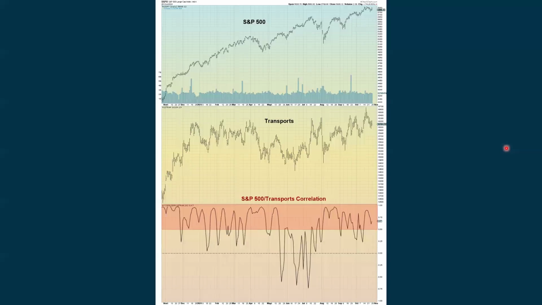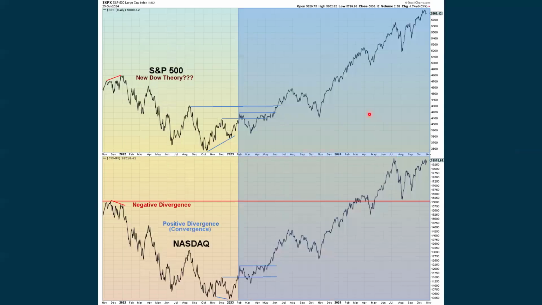And we look at a correlation between the S&P on top and the transports. This is just showing that there's still a pretty strong relationship between the two. We're still up in this red area. But the transports have just been chopping sideways. They're not falling apart, but they're not really breaking out either.